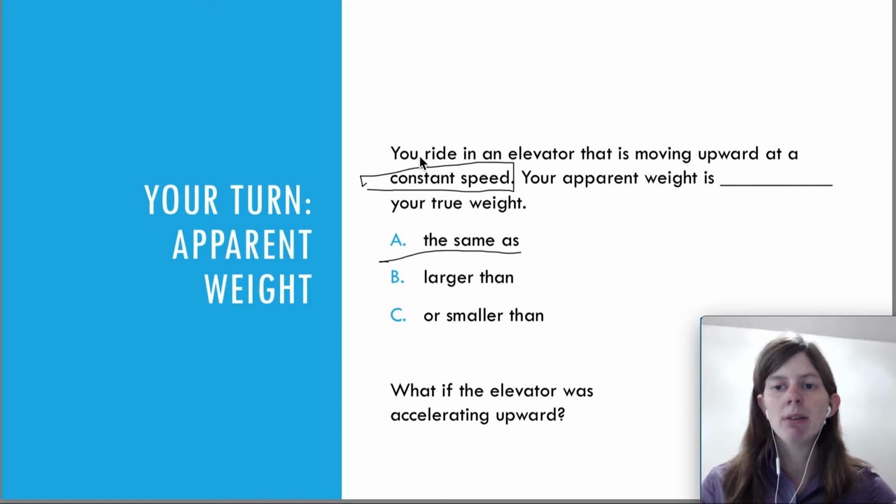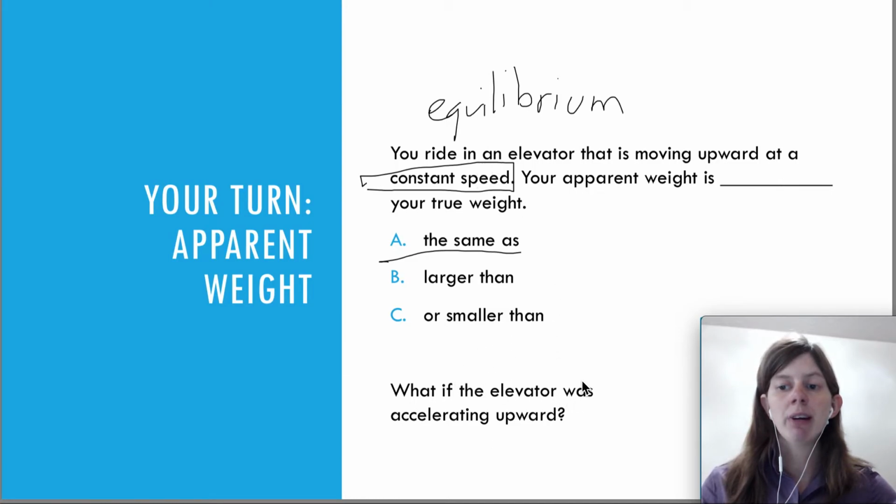Constant speed, whenever you see that, you want to think equilibrium. That word needs to pop into your head. And that means that the two forces will balance in this case. This is the same as if the elevator was at rest. Now, if the elevator was accelerating upward, that's when your apparent weight would be larger than your true weight, as we just saw in the previous slide.